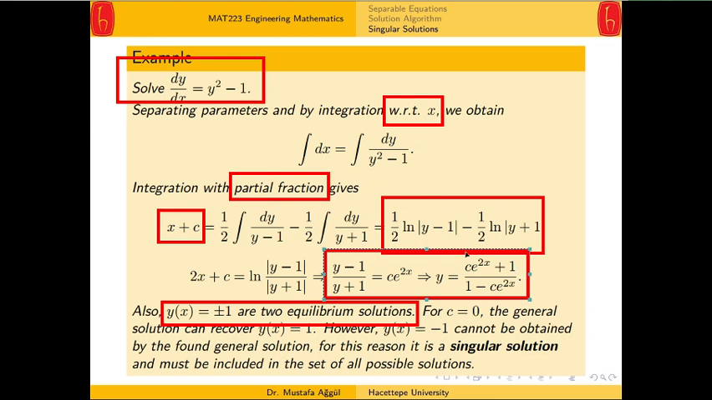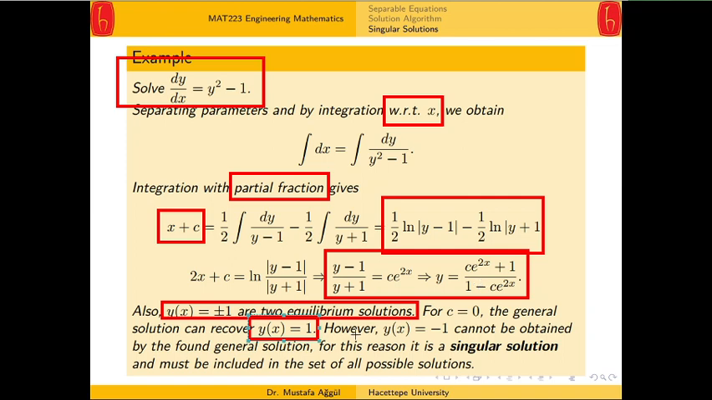Now our discussion of this problem is about to end. First of all, we need to check if we can really recover our equilibrium solutions using this general solution. If you substitute 0 for c, because this is just an arbitrary constant, you will see this term will go away and this term will go away. 1 over 1 will be equal to 1. So this general solution can recover y of x equals 1. So one of the equilibrium solutions is already there.